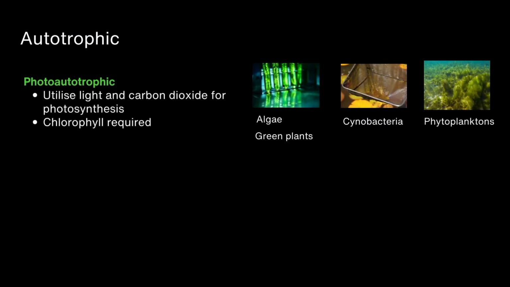So under autotrophic, we start with photoautotrophic, and these use light energy to synthesize or make their own food. A key adaptation of them is that they have chlorophyll. Okay, so chlorophyll is required, and you can often see the green pigments within these different images shown. Examples of photoautotrophic include green plants, algae, phytoplankton, cyanobacteria.